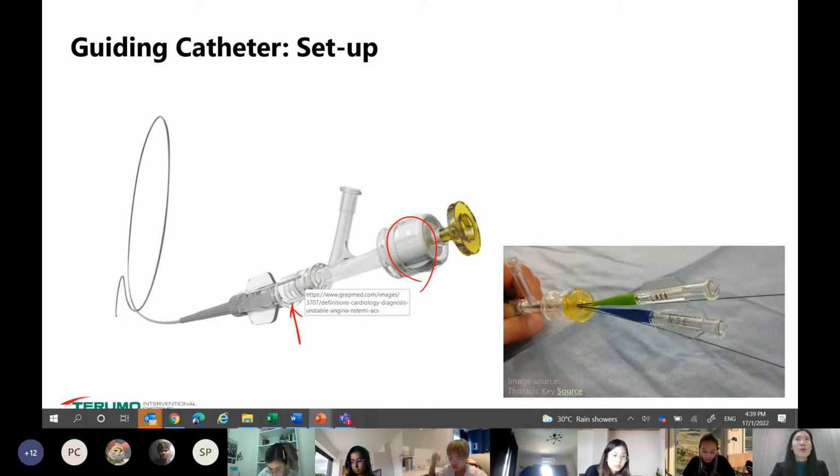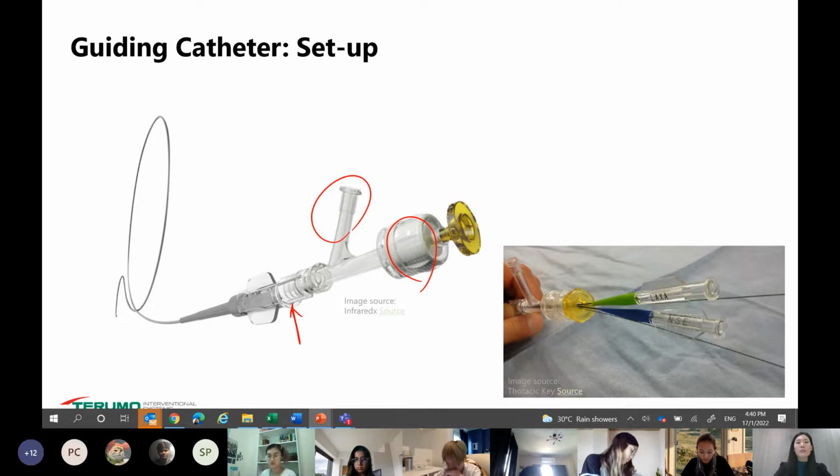The procedure will go on for some time, like 1 hour for PCI at least, and for CAG, about 30 minutes. So they'll attach this valve device, and for all the procedures, this side arm will be attached to a manifold that has a lot of attachments, like for your saline, for your contrast media, and pressure monitoring. While here allows for all kinds of devices to be placed into.